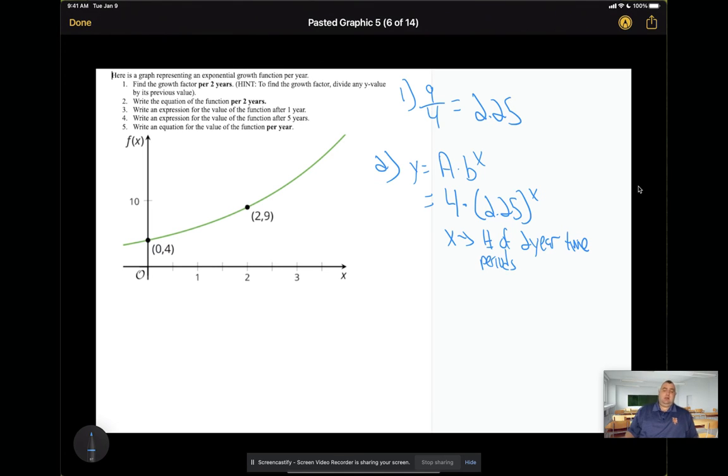So x equals 1 really means 2 years. x equals 2 really means 4 years, and so on and so forth.